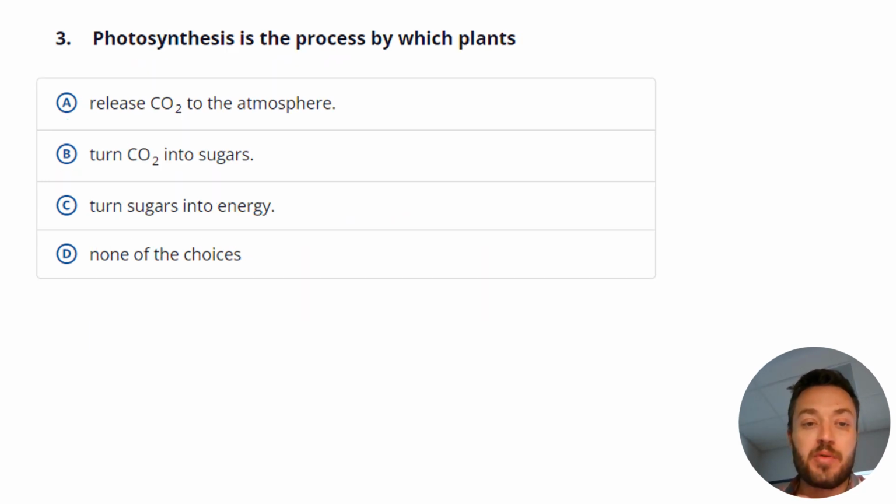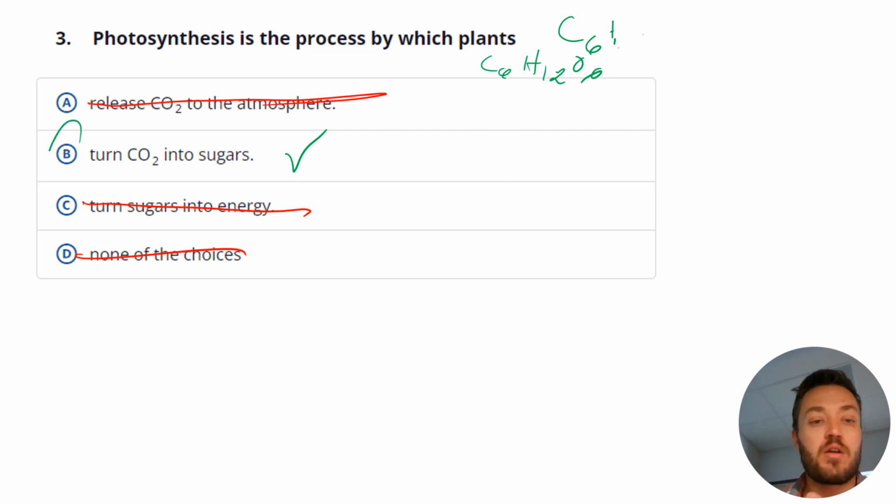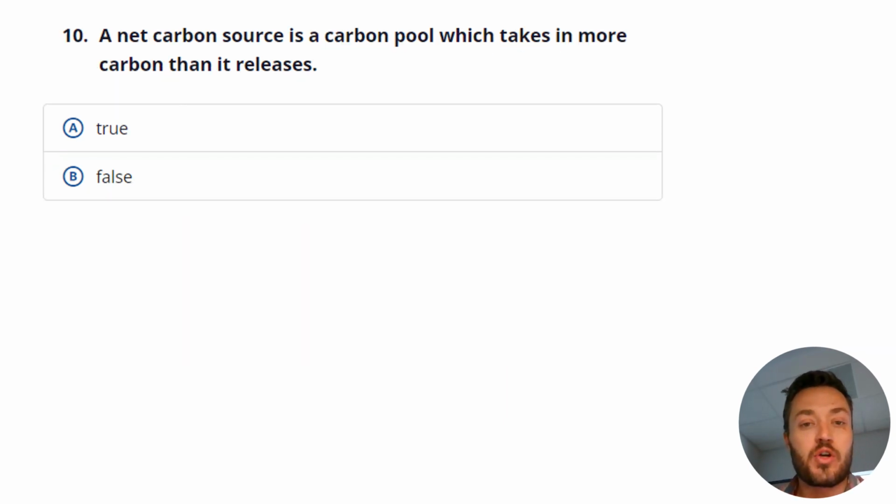Photosynthesis is the process by which plants, well, I already know that photosynthesis is about making sugar, C6H12O6. We're getting more of that, which means we're dropping carbon dioxide concentrations. So automatically I know it's not the first one. Photosynthesis removes carbon dioxide. Well, this is true. It is, in fact, turning it into sugars. Turning sugars into energy, that's not true. Sugars are already an energy storage form, and then none of the choices isn't true. So let's go with B, turning carbon dioxide into sugars.